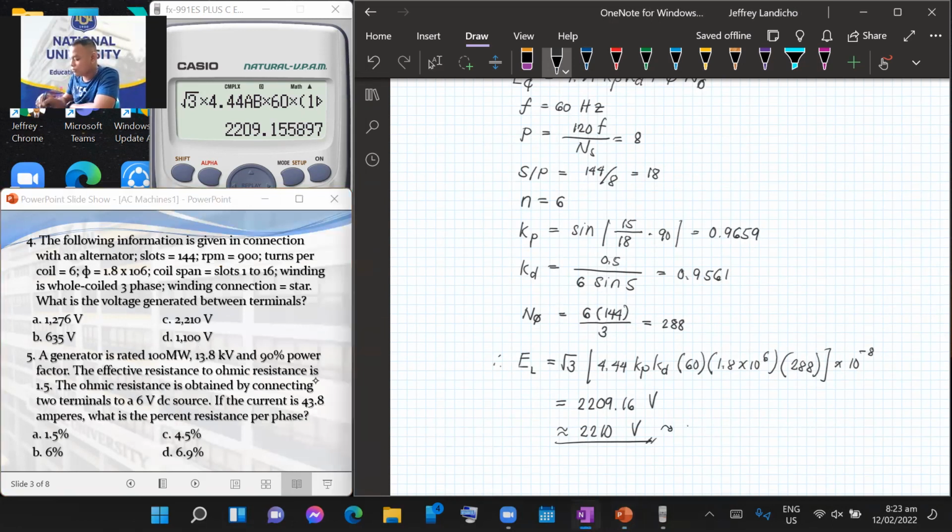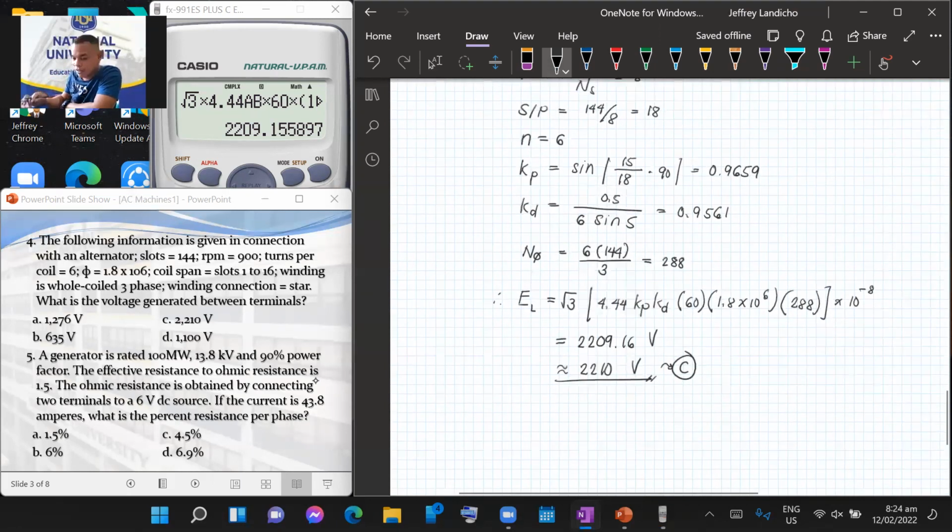Ayun. Nagets ba? Any question regarding problem number 4? So that is only computing the generated voltage. Pag sinabing between terminals, take note, automatic line-to-line value. So iwan ko si problem number 4. So let us try number 5.